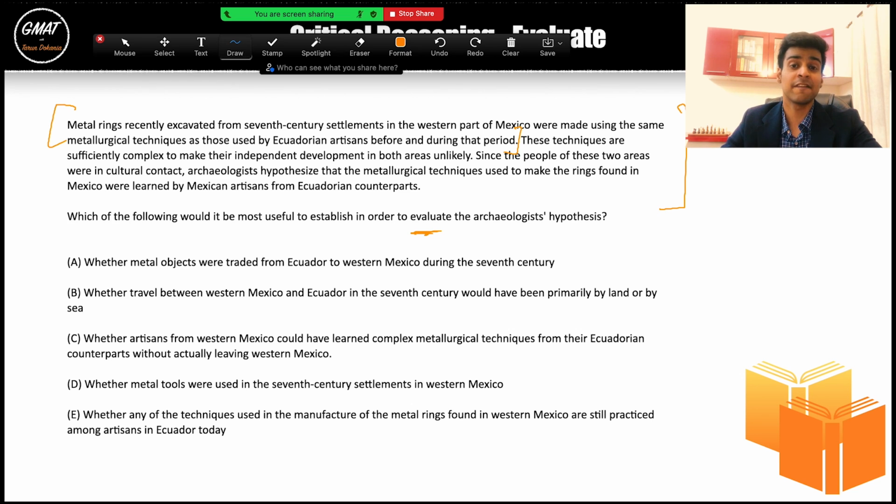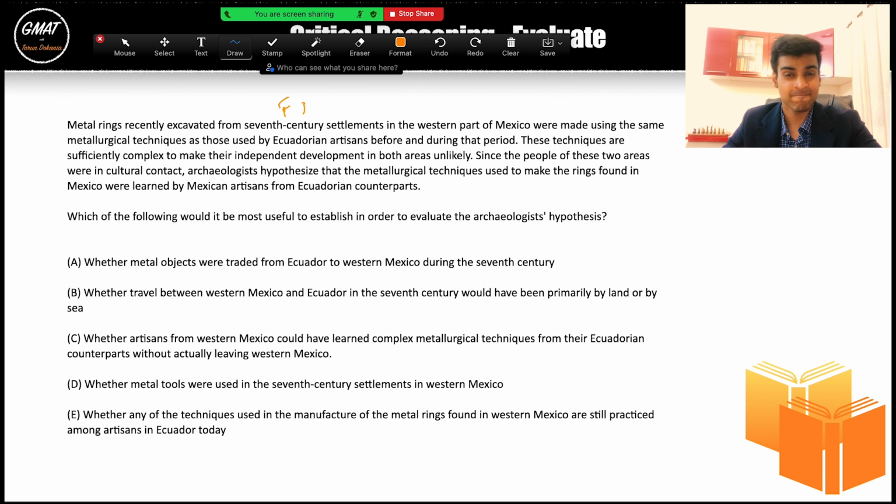And what is it saying? The key factor here are the techniques. The techniques used by the people in the western part of Mexico and the people in Ecuador were very similar. These techniques were used to build these metal rings. That's the crux of the first statement. Reading ahead. These techniques are sufficiently complex to make their independent development in both areas unlikely.